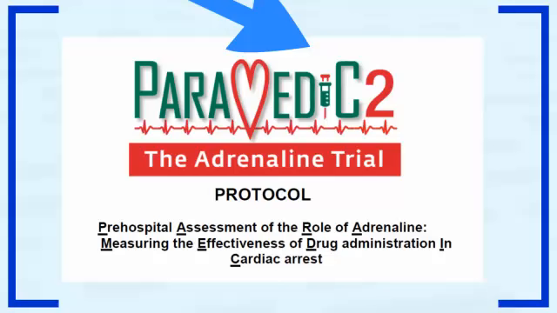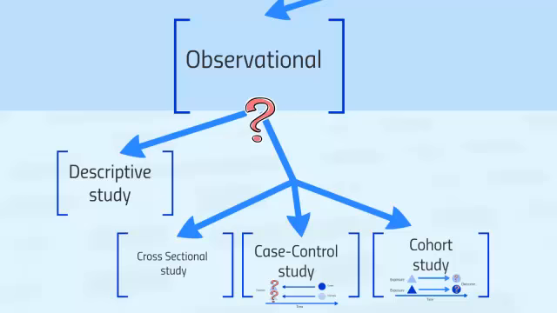So that's the Paramedic 2 trial, the adrenaline trial, and it's great. And that's a good trial where they're testing the efficacy of an intervention, namely adrenaline. And another example, obviously, would be if they were to not randomize them, then it would be just a normal clinical trial. And so that's an example of an experiment.